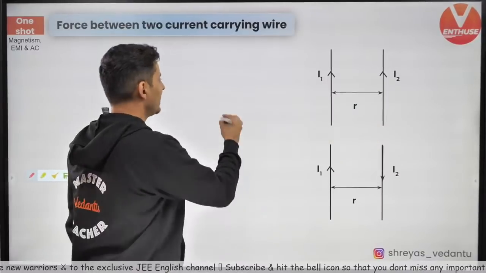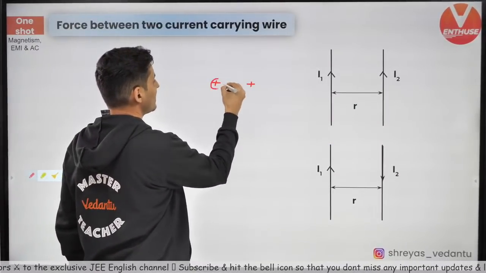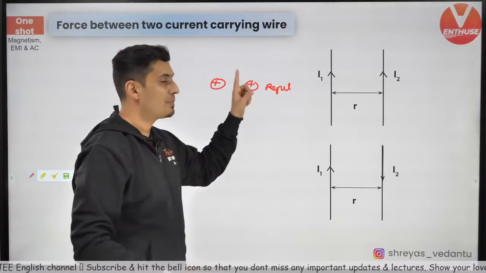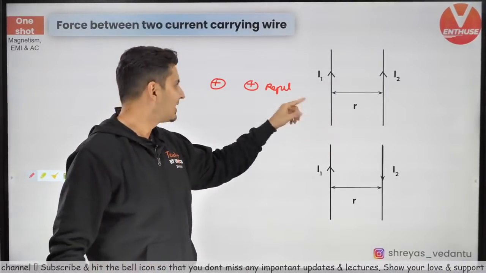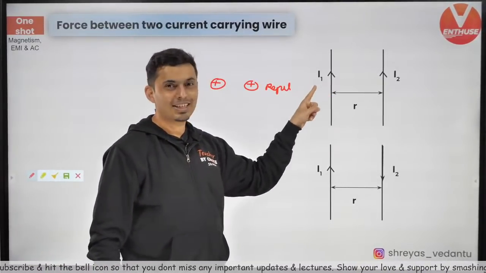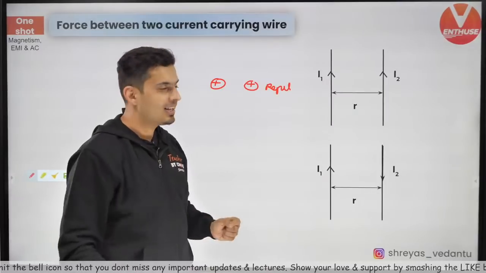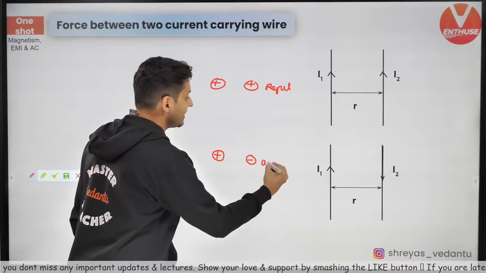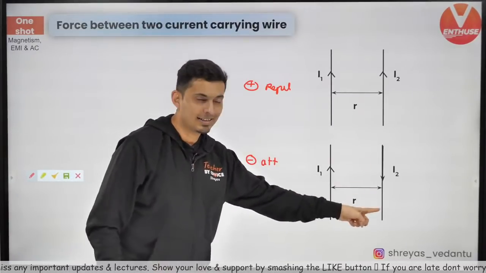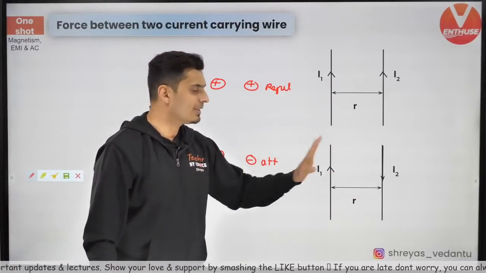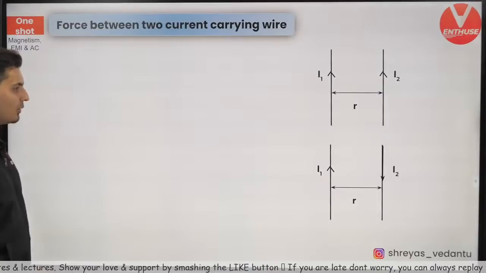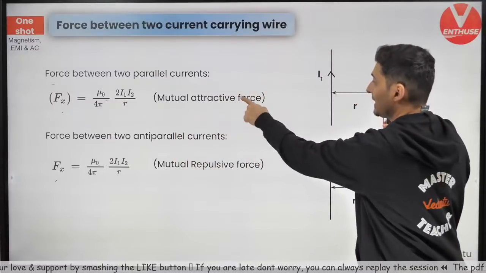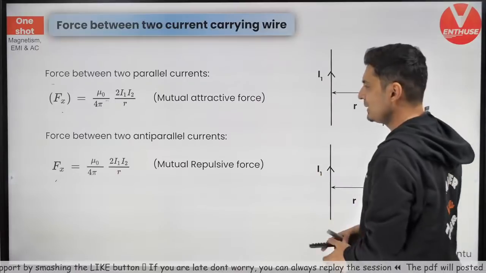How to remember it? See, when you have same positive charges, what do they do? Repel, right? But in magnetism, it's exactly opposite. When you have currents in the same direction, they will attract. And in charges, when you have opposite charges, they basically attract. But in case of currents, they will do exactly the opposite, they will repel. Okay, and what is the force formula? So same direction, attraction, opposite direction, repulsion.